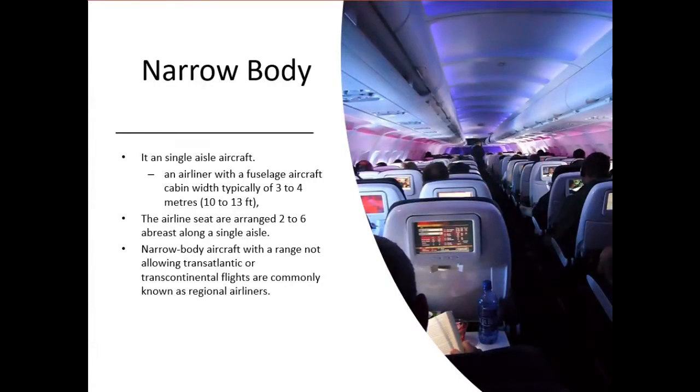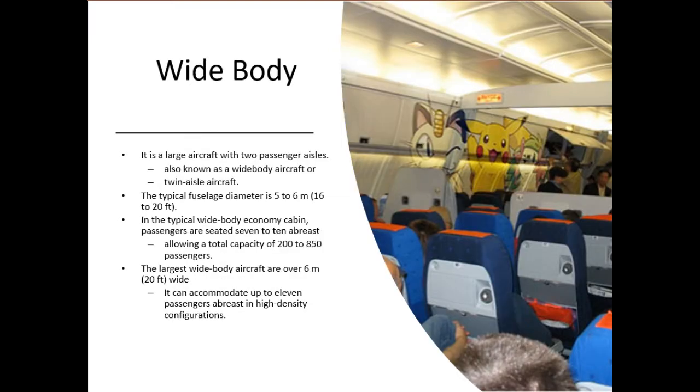So narrow body is a single aisle aircraft, an airliner with a fuselage cabin width typically of 3 to 4 meters. The airline seats are arranged 2 to 6 abreast along a single aisle. Narrow body aircraft with a range not allowing transatlantic or transcontinental flights are commonly known as regional airliners. Compared to the wide bodies, narrow bodies carry fewer people, with seats arranged from 2 to 6 abreast.